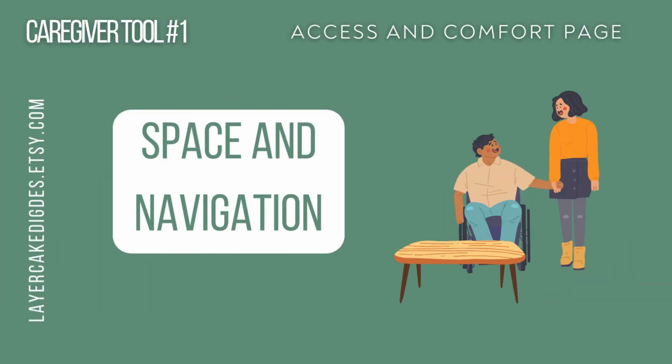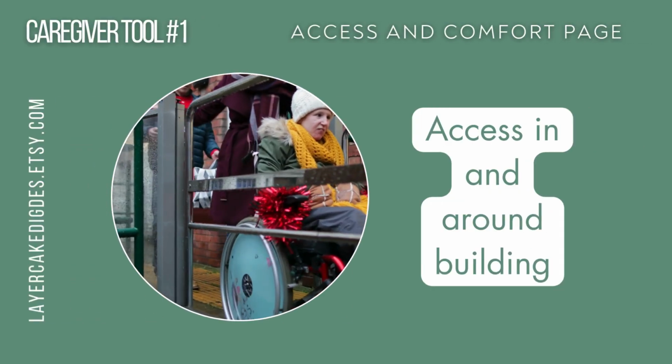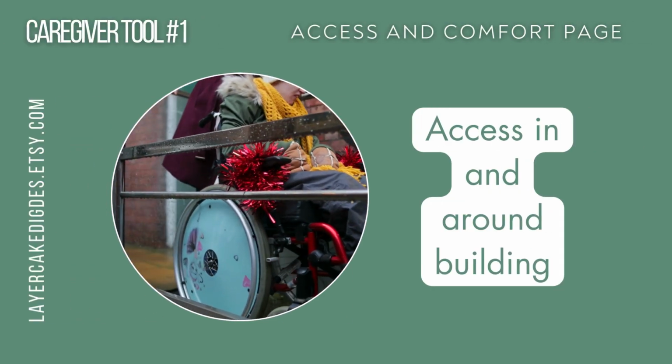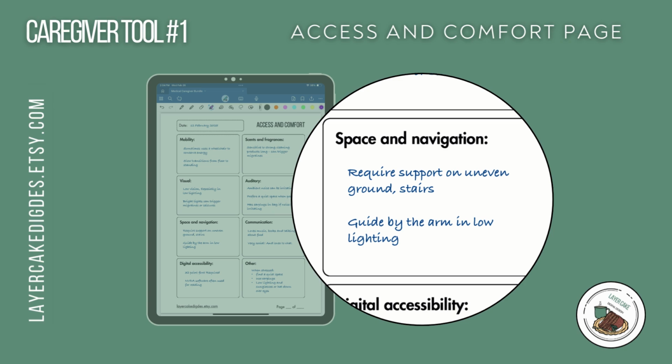Understanding the space and navigation and how someone can get around is another really important area to ask questions about. Some individuals may require support on uneven ground or stairs. Some people with low vision may need guidance by the arm in low lighting, for example.